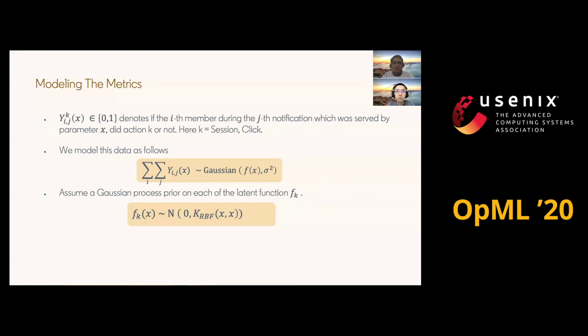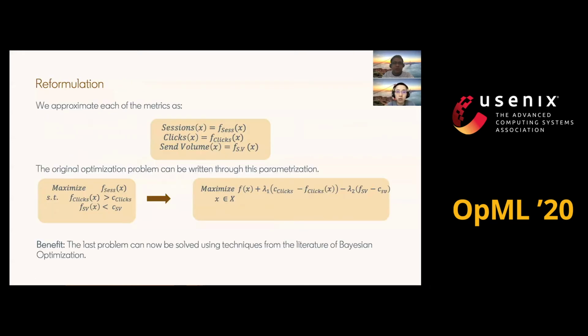What it means is, if you're observing a sessions metric at a point xi, the sessions metrics at nearby points are correlated. How smooth the function looks can be learned from the data using maximum likelihood principles. As can be seen here, each metric is modeled as a separate Gaussian random variable. For sessions, we have a separate function f sessions. For clicks, we have a separate function f clicks, and for send volume, we have a separate function f sv. What you're writing down is the original optimization problem, on the left side, and you can further take a Lagrangian of it and create a formulation, which is on the right side. And now you can solve this problem.